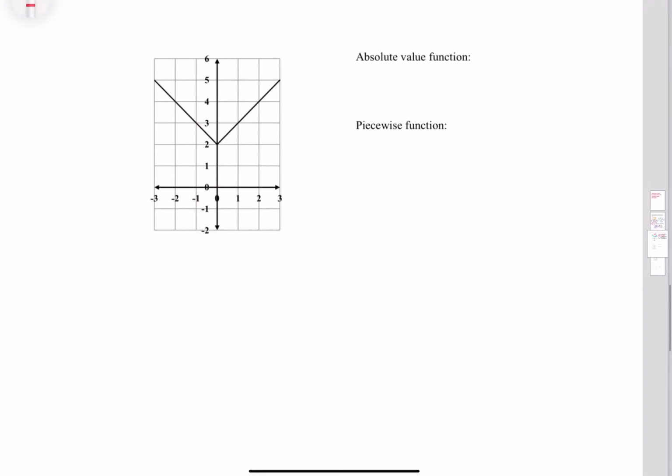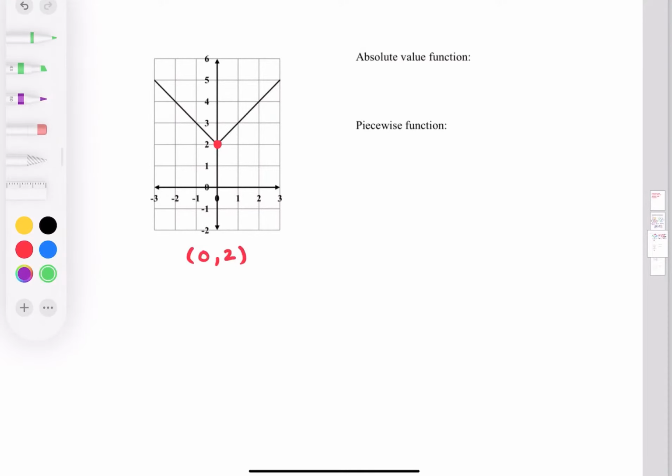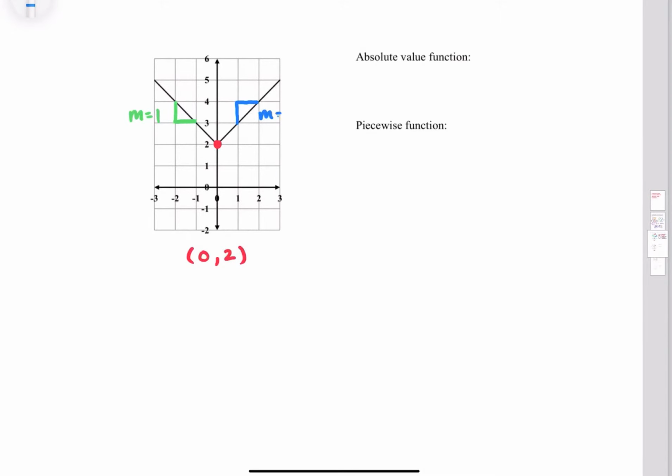So here we have pretty much the same thing. We recognize that this is an absolute value function because it has that shared point, and that shared point is located at 0, 2 this time. And then we have our slopes. If we take a look at the one on the left, well, the slope is down 1 and over 1, so that's -1. And then on the right, we have a slope of up 1 and over 1, so that means the slope is 1.